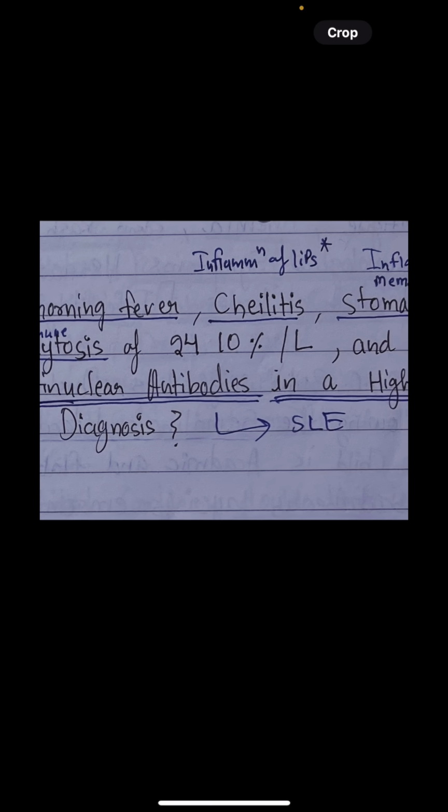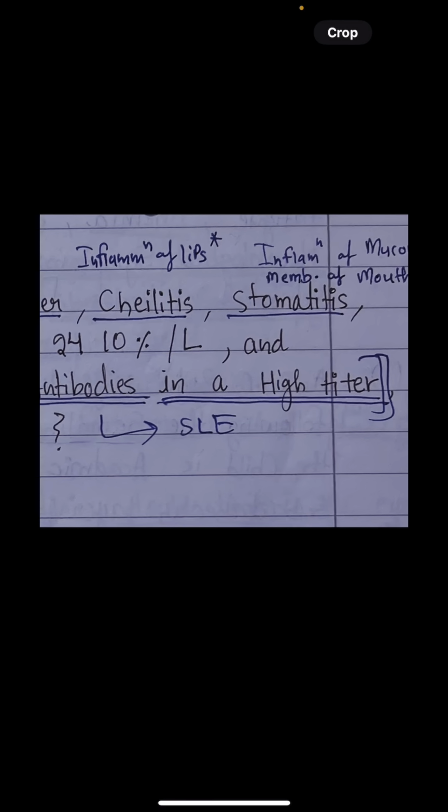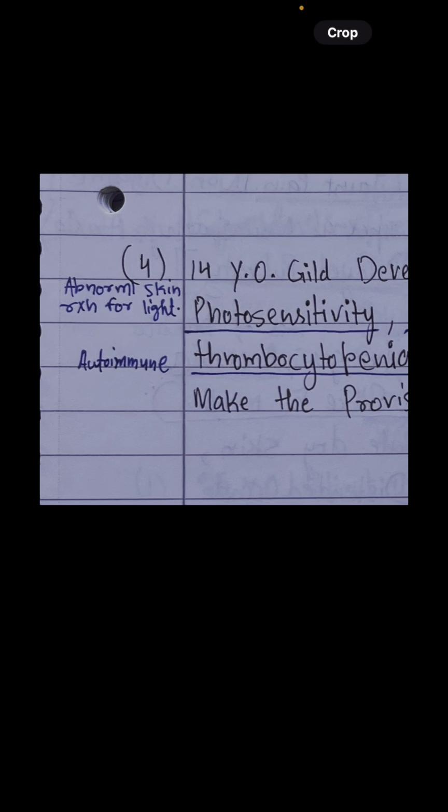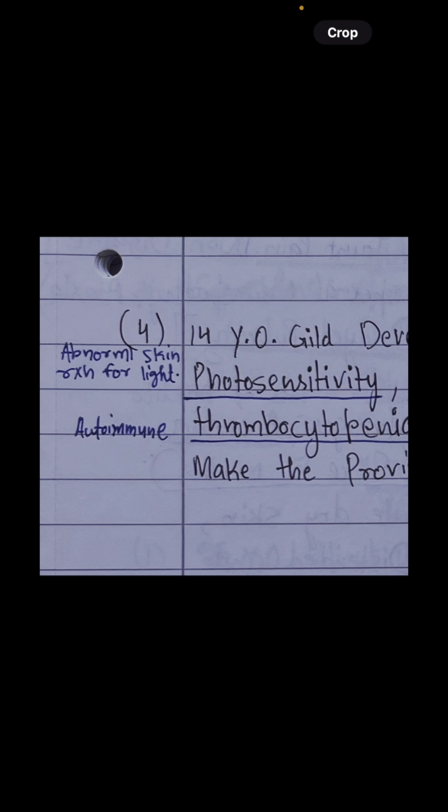Next question. Next patient is also a child, developed morning fever, cheilitis, stomatitis. Cheilitis is the inflammation of the lips and stomatitis is the inflammation of the mucous membrane of the mouth. Photosensitivity. So lupus is related to photosensitivity. The patient feels photosensitivity, so abnormal skin reaction to sunlight. If the patient goes outside in the sunlight, he will see skin changes immediately after the exposure to the sunlight.